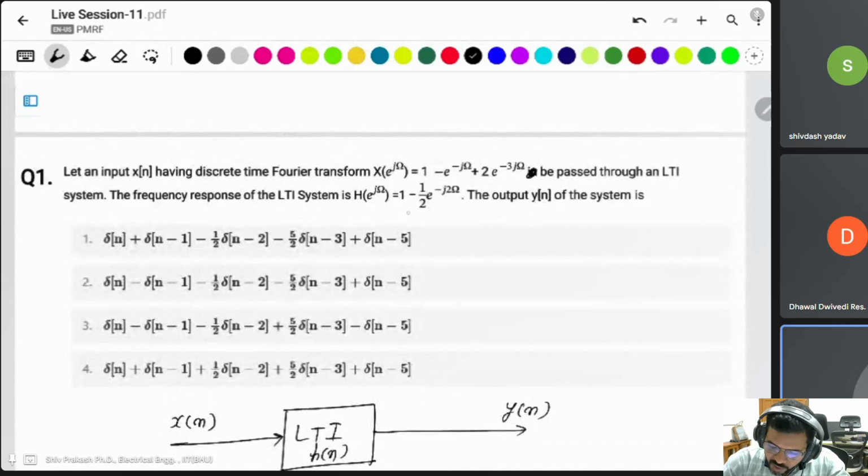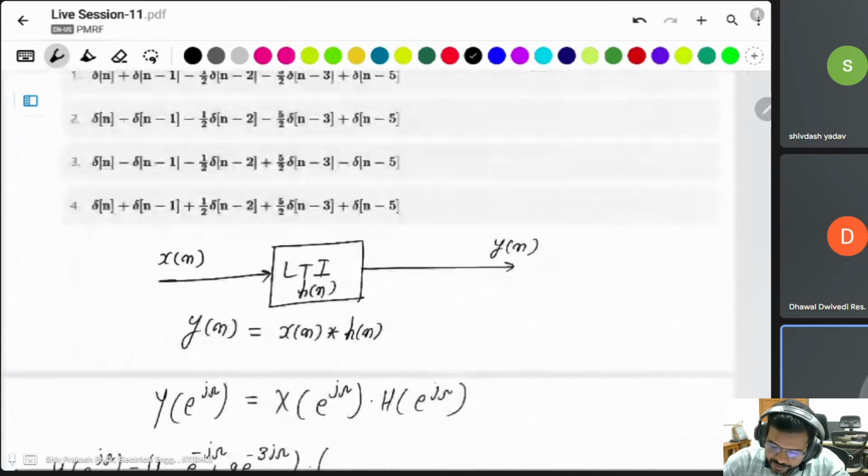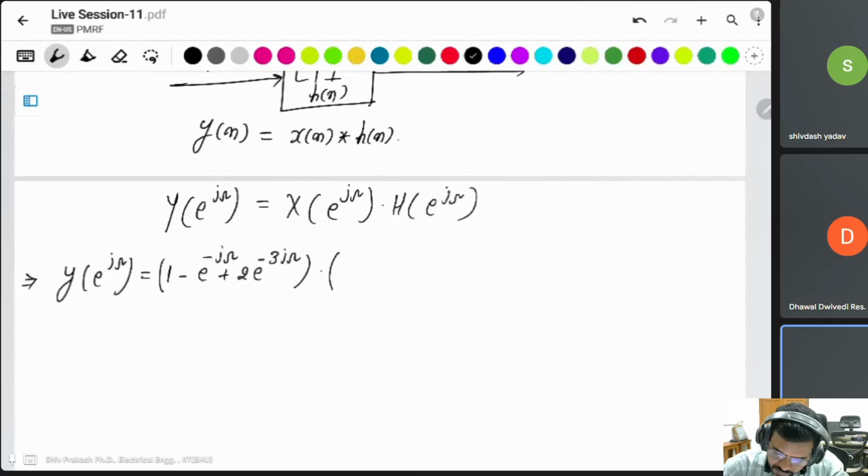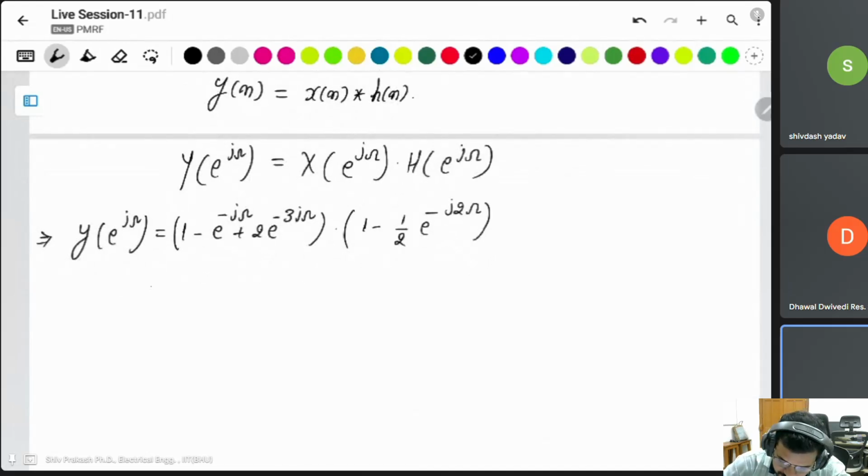H(e^{jω}) is given as 1 minus half e to the power of minus j2ω. It's also known as ohm in our electrical quantity. We have to multiply, simply because in the frequency domain the convolution becomes a multiplication.